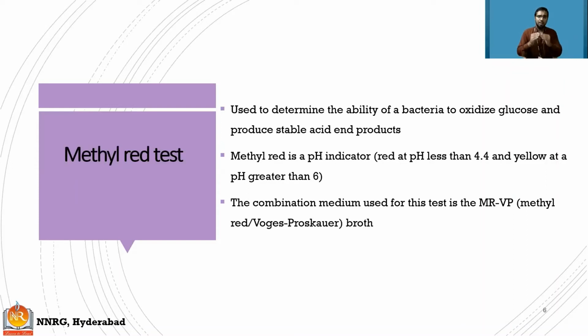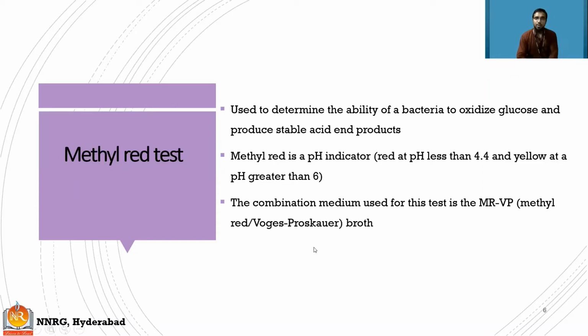In the acidic part, lesser the pH, more will be the acidic nature. So if the pH is less than 4.4, then red color will be visible. If the pH is greater than 6, it could be anything. If the pH is less than 4.4, it is red color. If it is greater than 6, it is yellow color. We'll see the procedure as well.